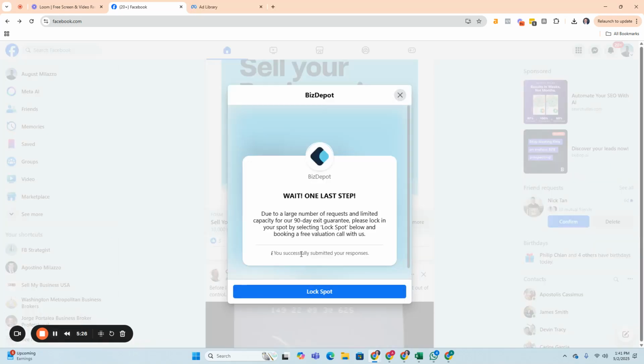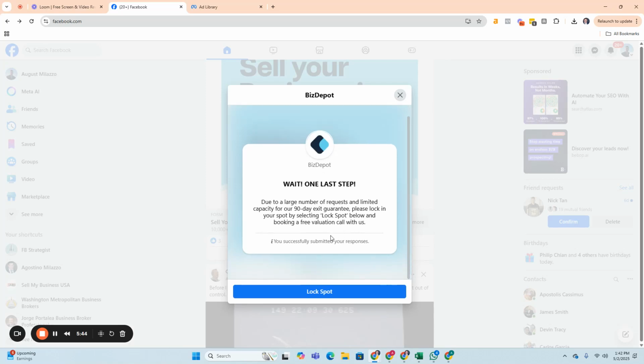So before going to the Facebook ads library to check out what they're doing, I actually went ahead and just clicked through the ad to the end. After I submitted my information, it says, due to a large number of requests and limited capacity for our 90-day exit guarantee, please lock in your spot by selecting lock spot. So it's kind of an interesting scarcity play here.